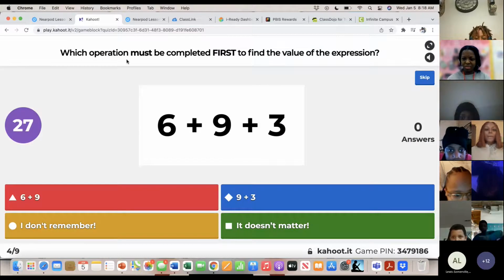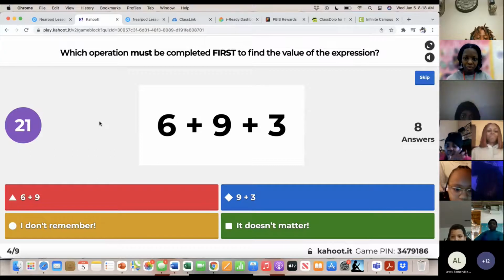Which operation must be completed first to find the value of the expression? Let's see if this one is going to trick y'all.